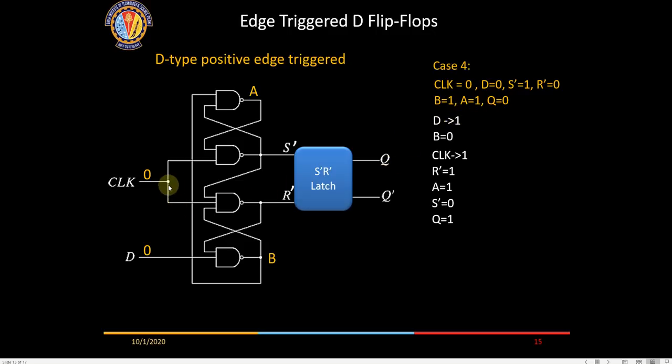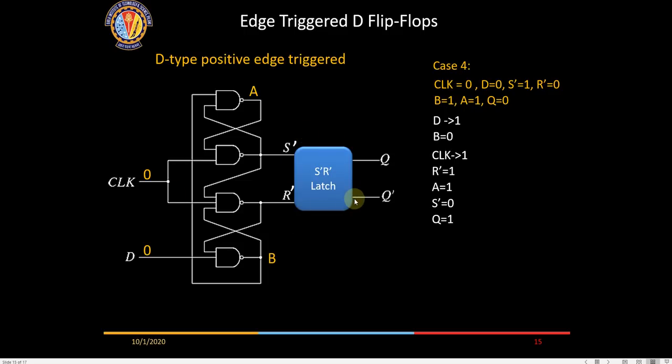Whenever there is a transition of the clock from 0 to 1, whatever is the value of D will get reflected at the output. You can analyze this circuit. There is one more case where you can initially put D as 1, then change it to 0 and see what happens when the clock changes.